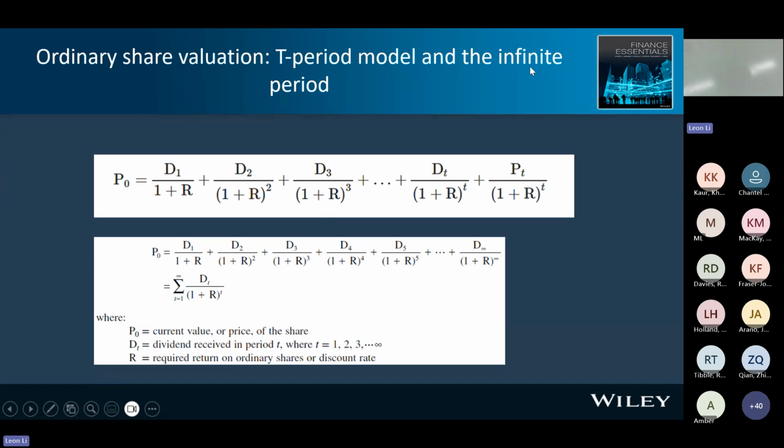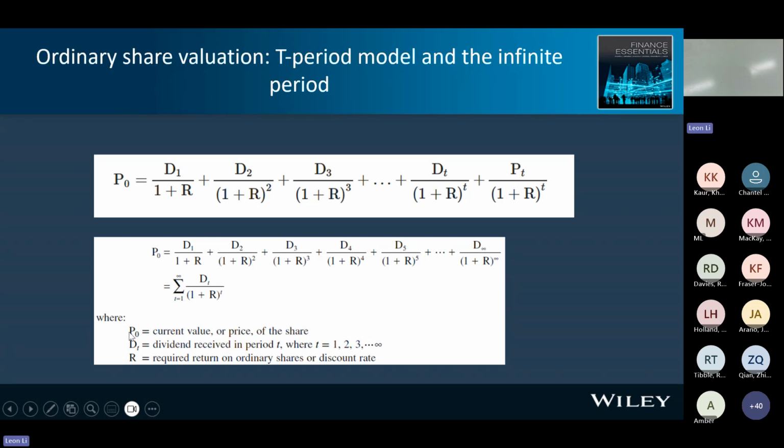Infinite means forever. So please remember, stock has no maturity date. If you buy and hold the stock forever, you have dividends forever, but the idea is the same. Bring all the dividends to today, that means calculate the present value of dividends, and finally add them up. We can use this summation notation, which means we add the present value of dividends from year 1 to year forever.